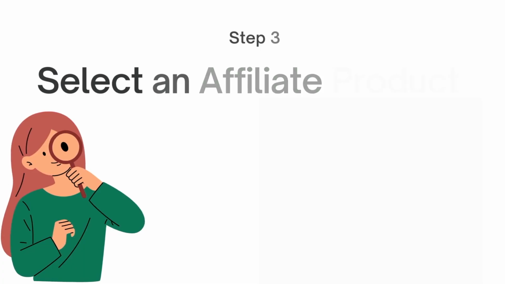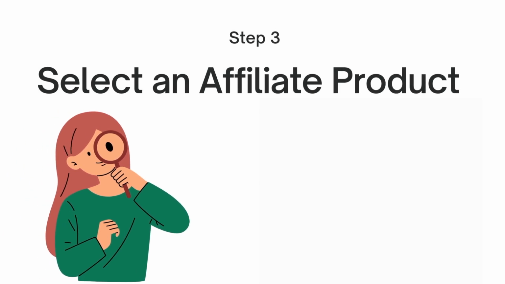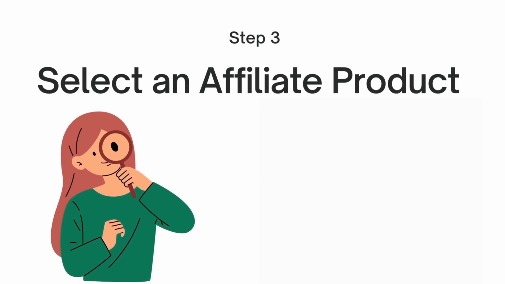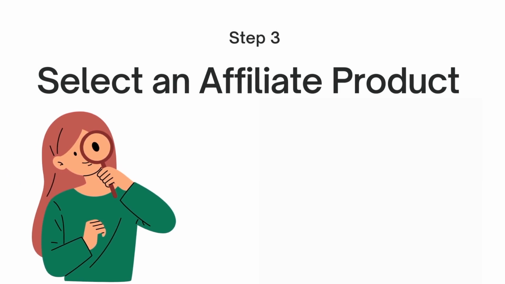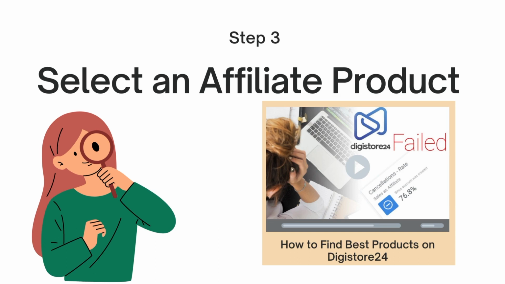Step 3. Leverage existing affiliate product research. Before you start promoting affiliate products in your Quora Space, you need to do your research and find products that are a good fit for your audience. I already created a video about the way to find good affiliate products on Digistore24.